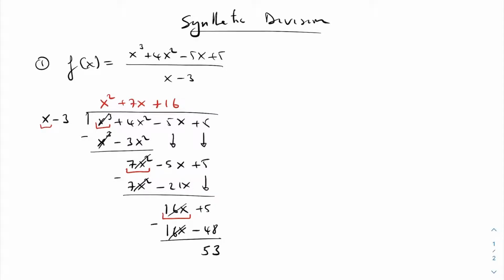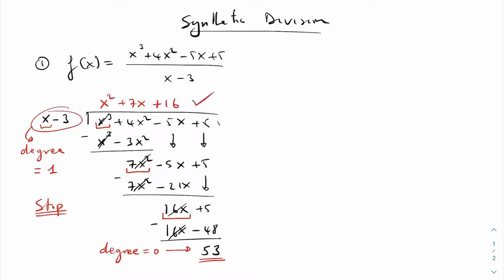which is equal to 53. And so since 53 is just a number, the degree of that is going to be 0, which is less than the degree of the divisor, which happens to be 1. And so in this case, you can actually go ahead and stop. And so this right here is going to be the remainder. Up here, you're going to have the divisor, the quotient, and the dividend.